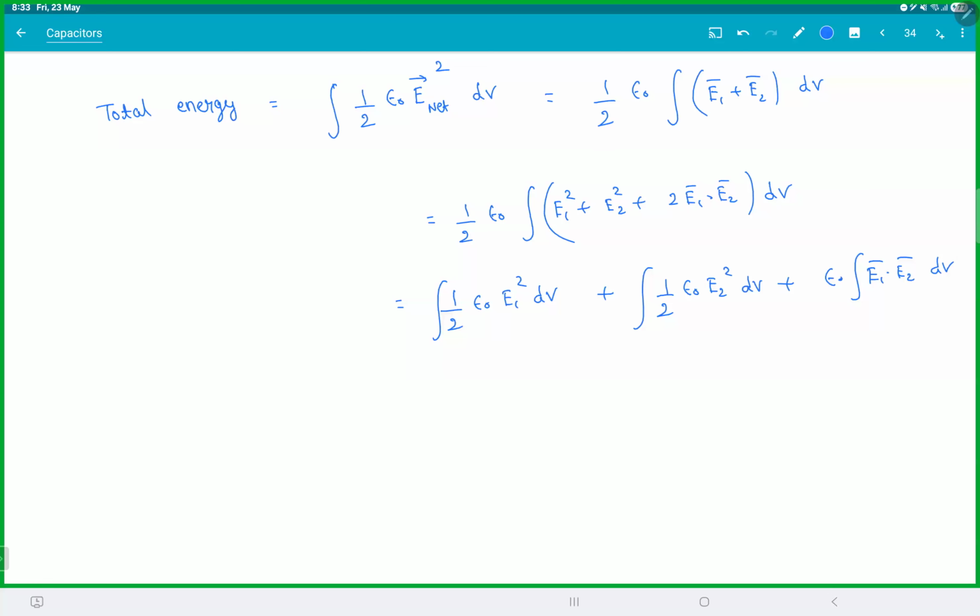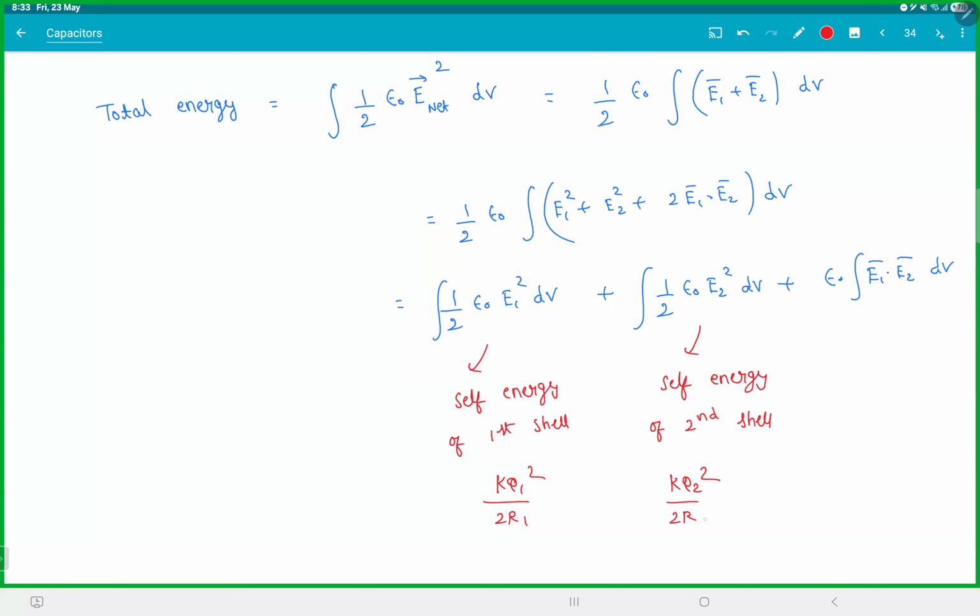Now, if you notice something here, isn't this the self energy? What is half epsilon E1 squared? That is the energy due to only the first shell. If you take only the first shell, then half epsilon E1 squared is the self energy of the first shell, which is K Q1 squared by 2R1. What is this thing then? This is the self energy of the second shell, which is K Q2 squared by 2R2.